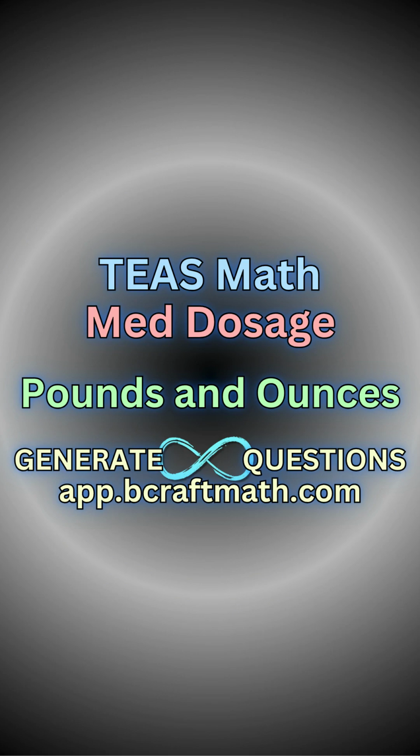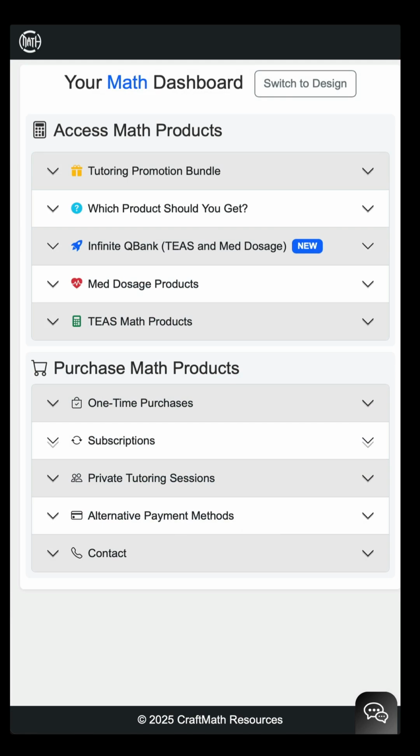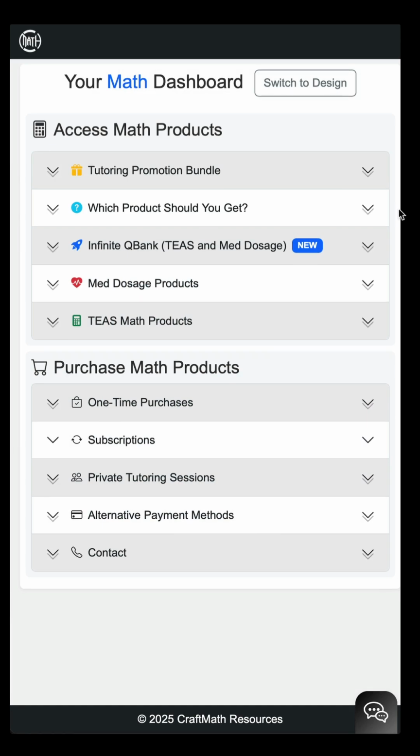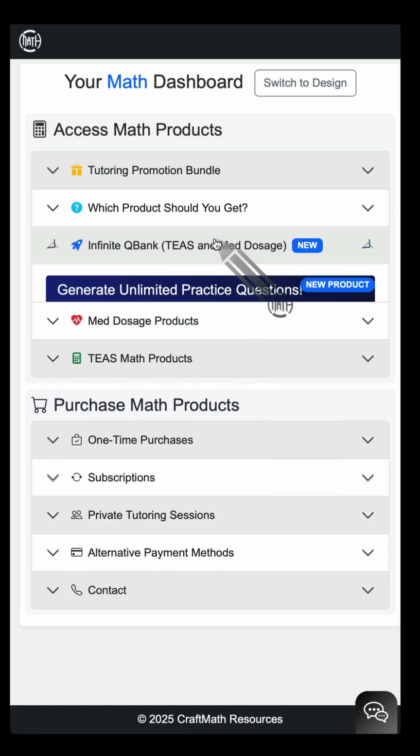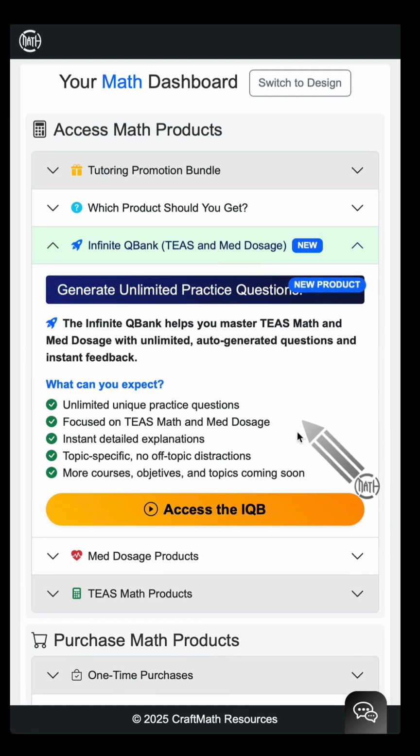In this TEAS math and med dosage video, two things. First of all, we're going to look at pounds and ounces, looking at converting back and forth between those. And the second thing, I'm actually going to show this example through my new infinite QBank. Let's jump right into that.